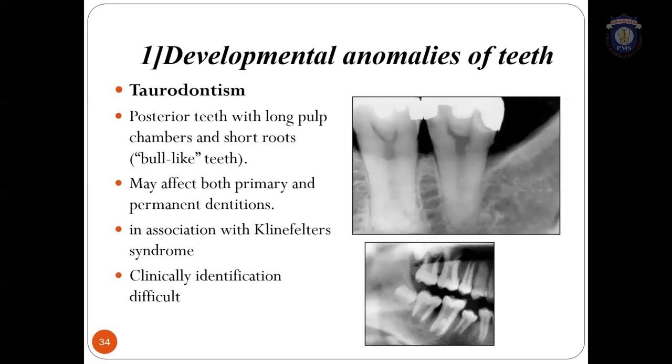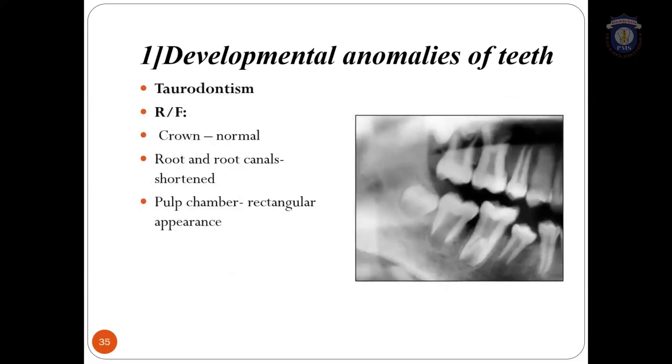Next is taurodontism. Posterior teeth with long pulp chambers and short roots, or bull-like teeth. Taurodontism can be seen in both primary and permanent dentition. It is usually associated with Klinefelter syndrome. Radiographically, the crowns will appear normal, but the roots and the root canals appear shortened. The pulp chambers will have a rectangular appearance.